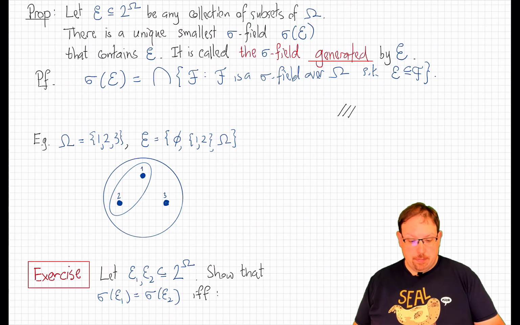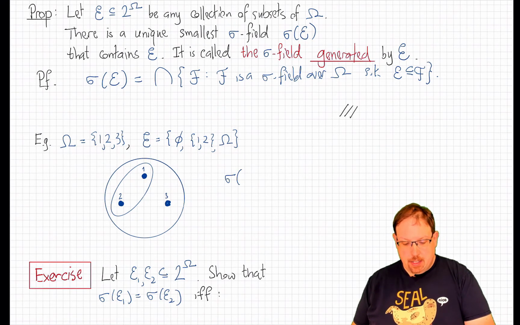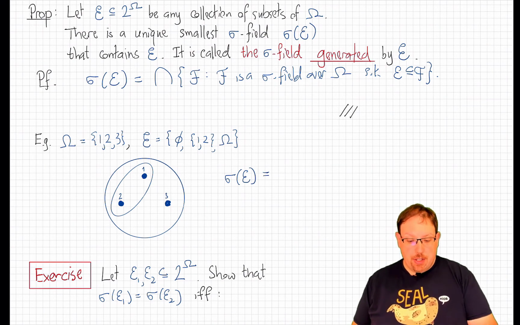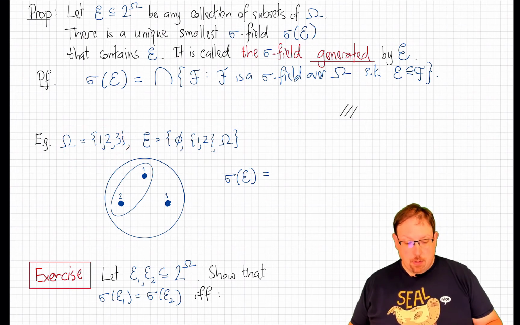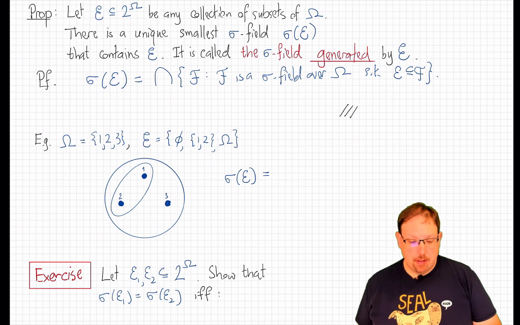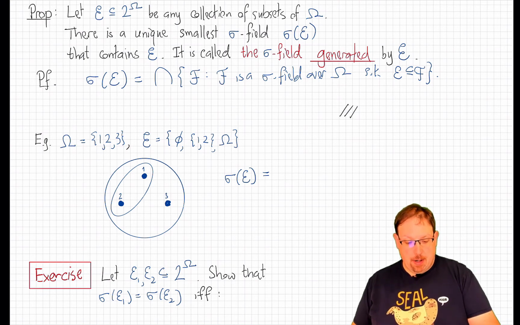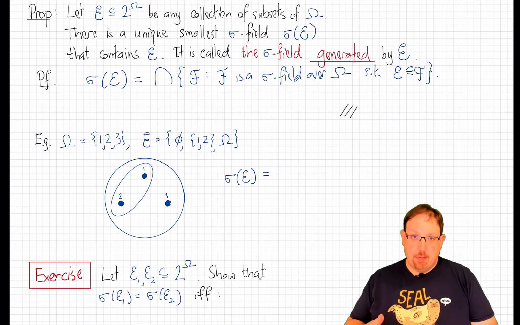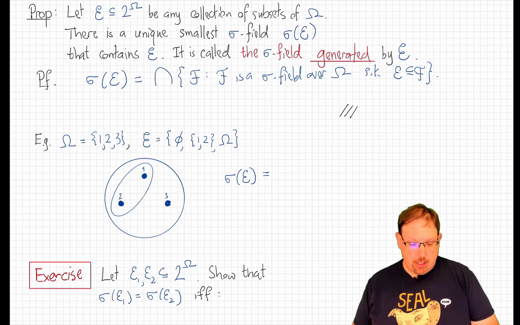Did you think about it? By definition, the sigma field generated by E is the intersection of all sigma fields over this sample space that contain E. Now, we could start with the largest one, the power set of this omega, and whittle down from there. That's a pretty big sigma field. There are 8 elements, as compared to E, which has 3. Maybe we can find a smaller one to start our negotiations.